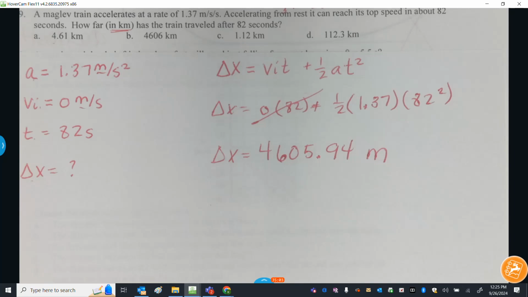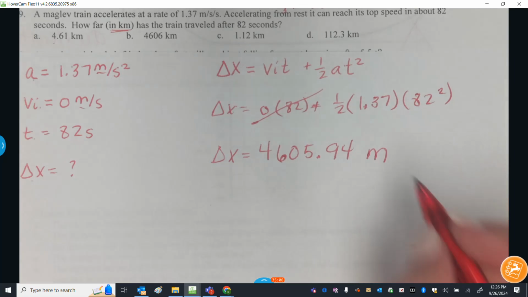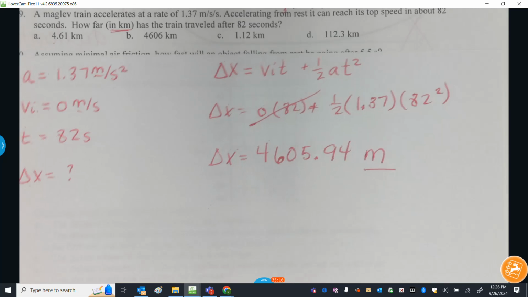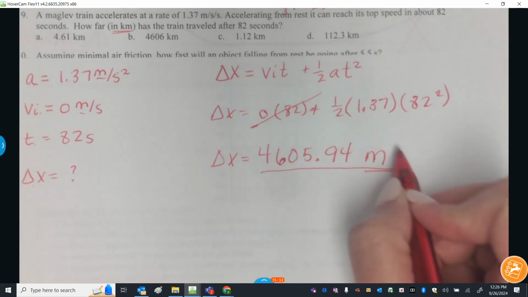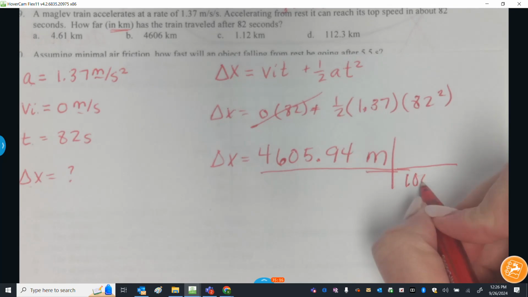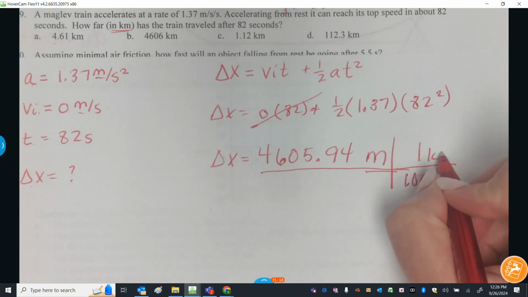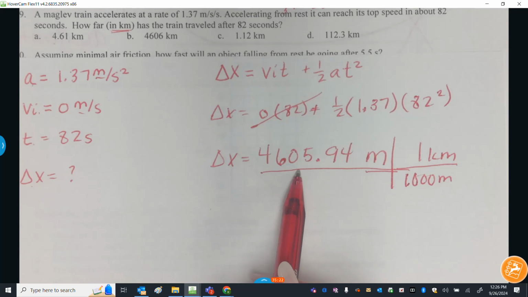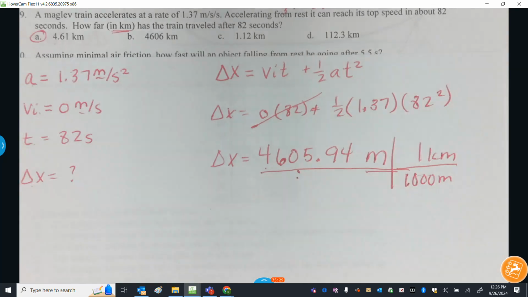So if you selected answer choice B, you did all of the math right. What you forgot to do was pay attention to that unit. So what you need to do now is convert this into kilometers. There are 1,000 meters in 1 kilometer, so basically you're just taking this number and dividing it by 1,000, which is going to give you 4.60594, or rounded, 4.61 kilometers. Questions about number 9?